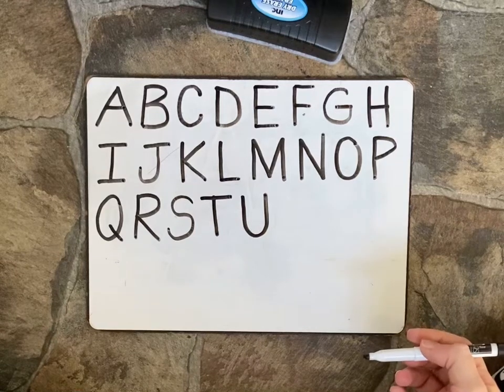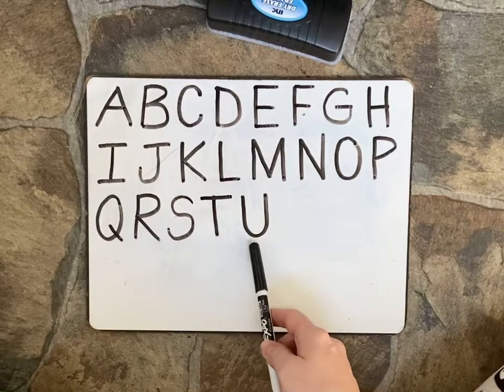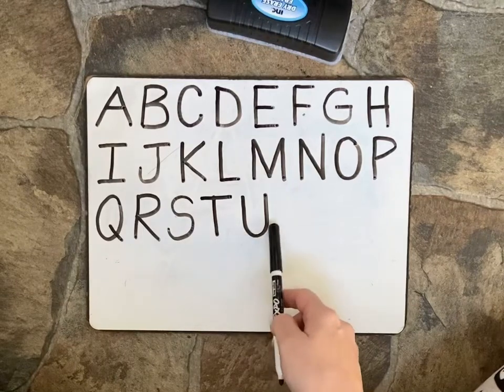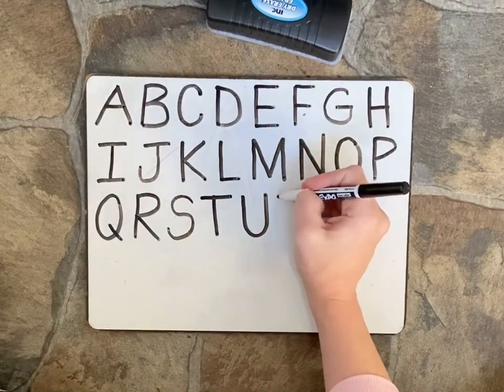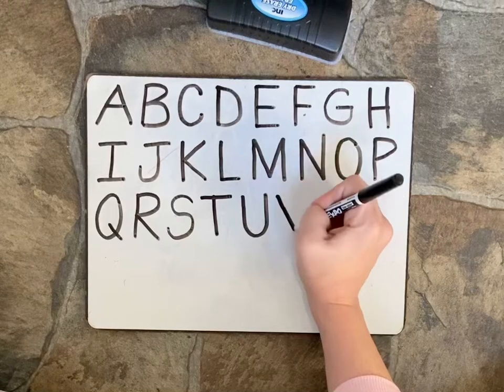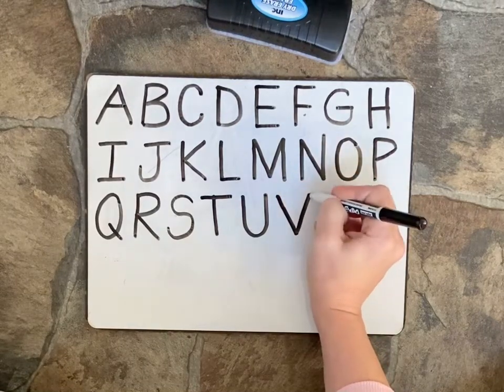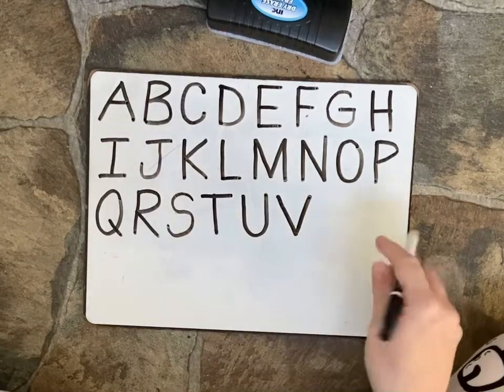After U is the letter V, and it looks similar, but it's not the same. The U is curved and the V is pointy. Let me show you what I mean when I say it's pointy. It's gonna have straight slant lines. So you're gonna start here and you're gonna slant down and slant up. And there is your V. Do you see how this one points at the bottom?